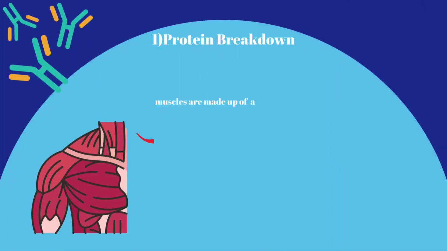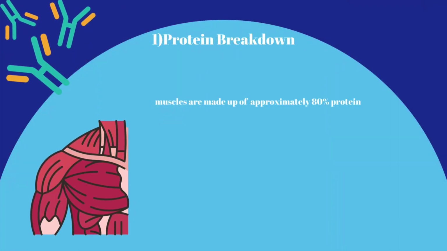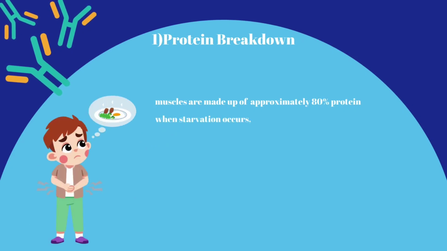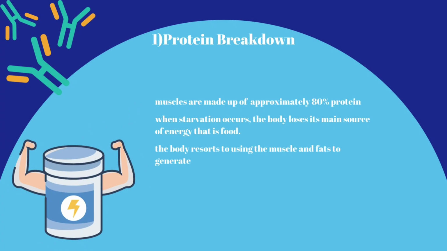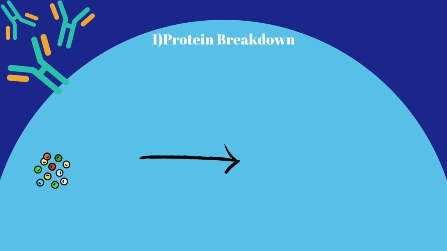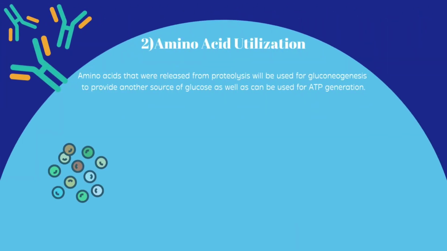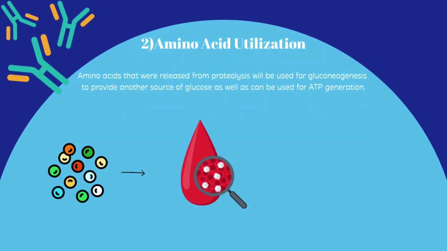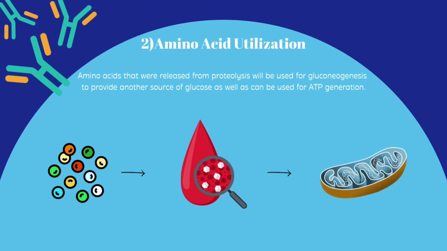As we all know, muscles are made up of approximately 80% protein, and when starvation occurs, the body loses its main source of energy, that is food, and our body will resort to using muscle and fats to generate ATP. This process occurs primarily in skeletal muscles, releasing amino acids into the bloodstream. The second point is amino acid utilization. Amino acids that were released from proteolysis will be used for gluconeogenesis to provide another source of glucose, and can also be used for ATP generation.